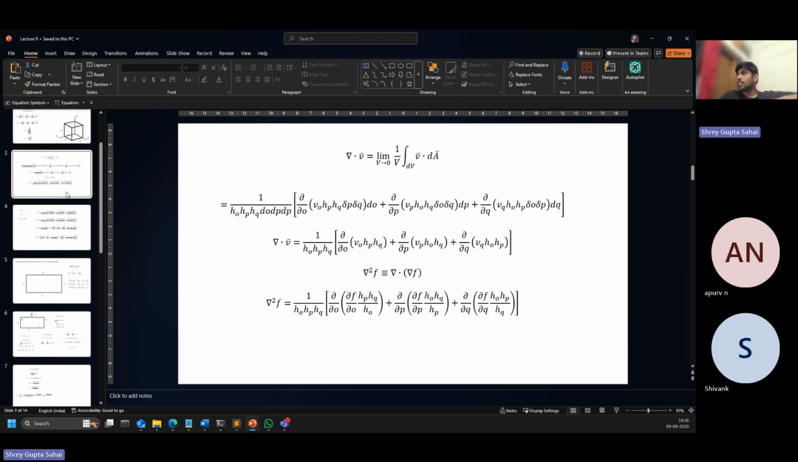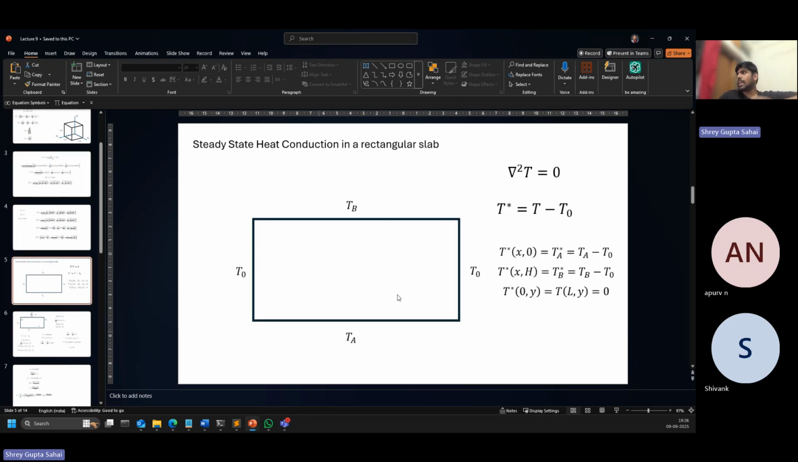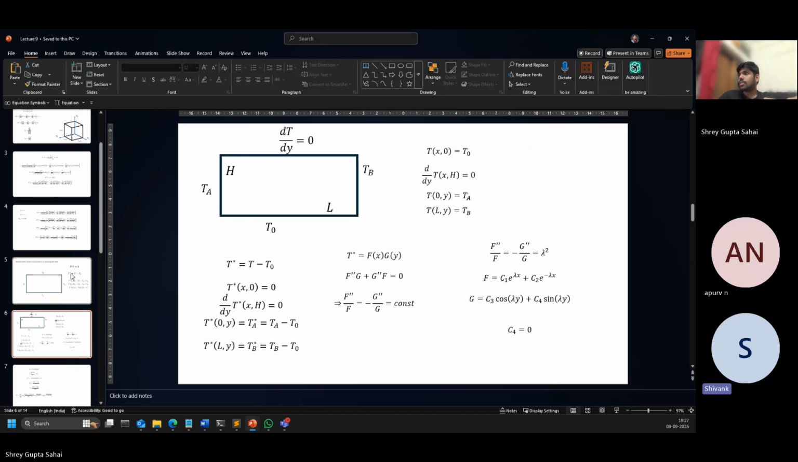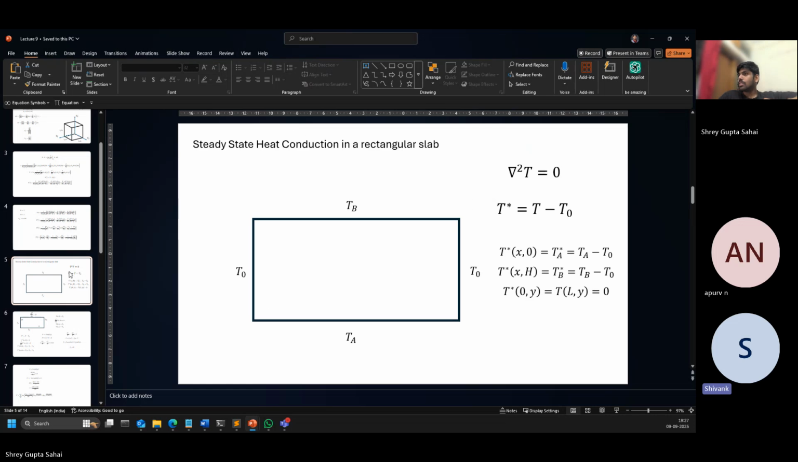linear differential equations. Suppose this is my domain, a heat conduction kind of thing, a rectangular geometry, and I have four temperature boundary conditions, one at each face. This will be my equation. You guys agree? This will be a simple del square T by del x square plus del square T by del y square equals zero situation.